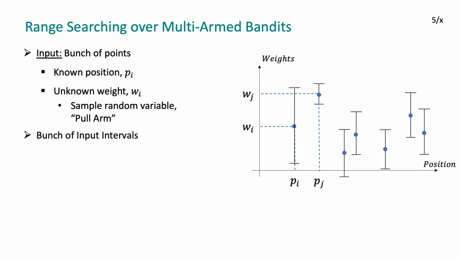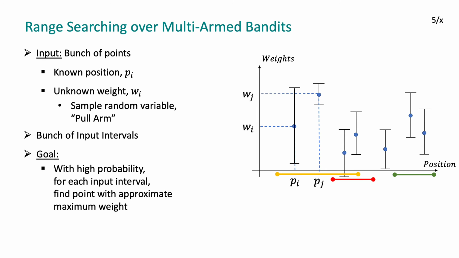We are also given a bunch of input intervals up front. Note that this is in stark contrast against the online or sequential nature of queries that we see in the classical range searching settings. Now, the goal here is to find, with high probability, for each input interval, a point with approximate maximum weight within that interval, which would be this point with the yellow box for this yellow interval.